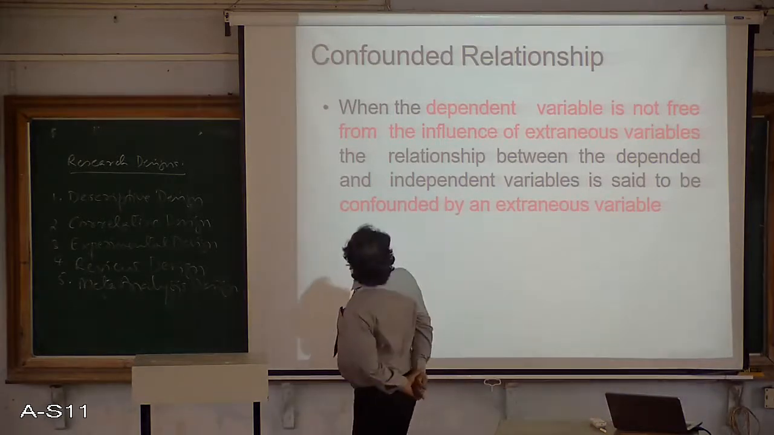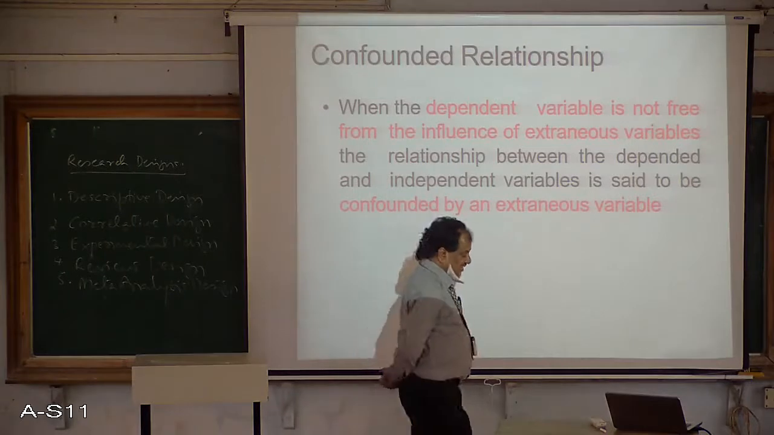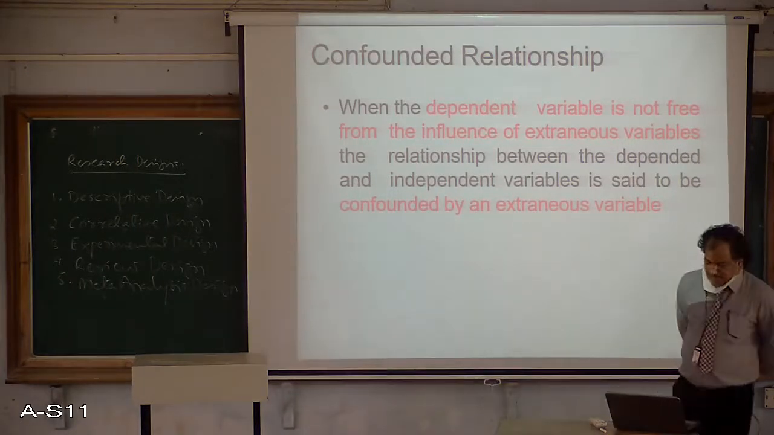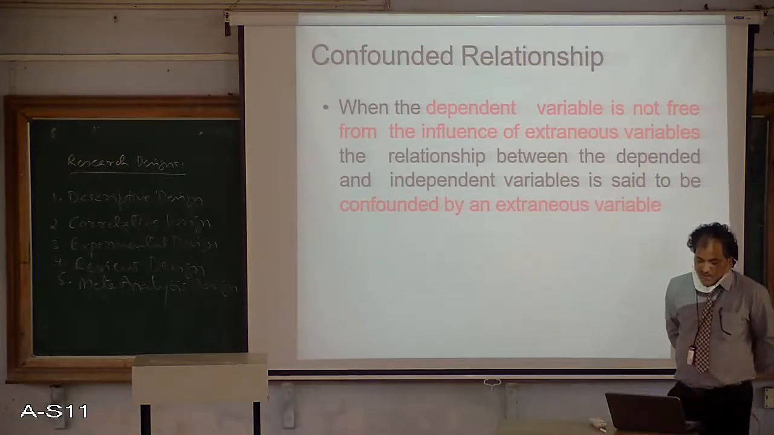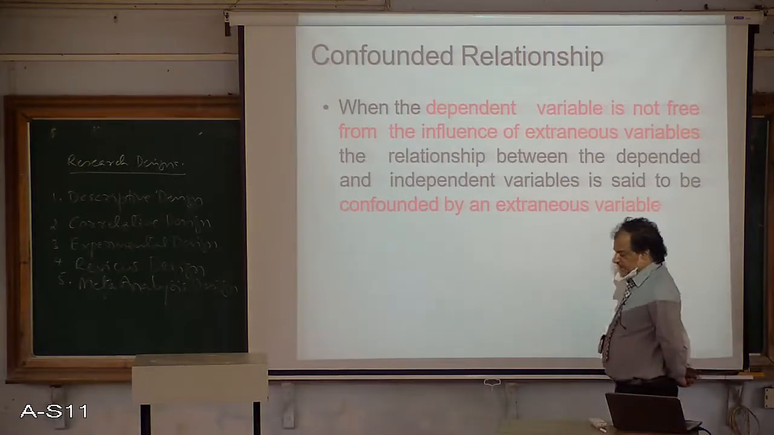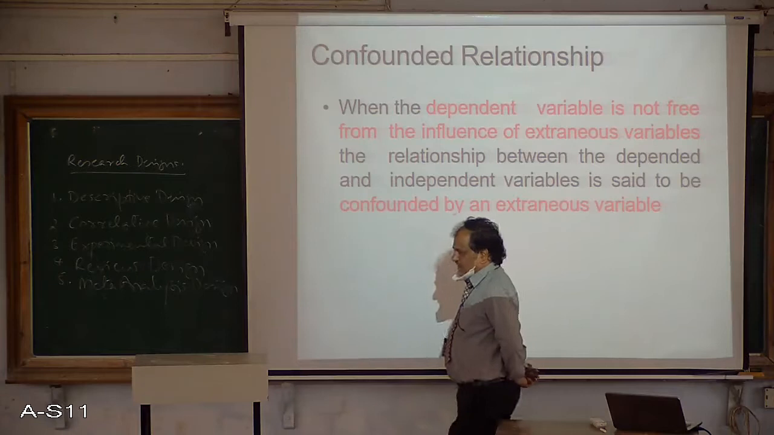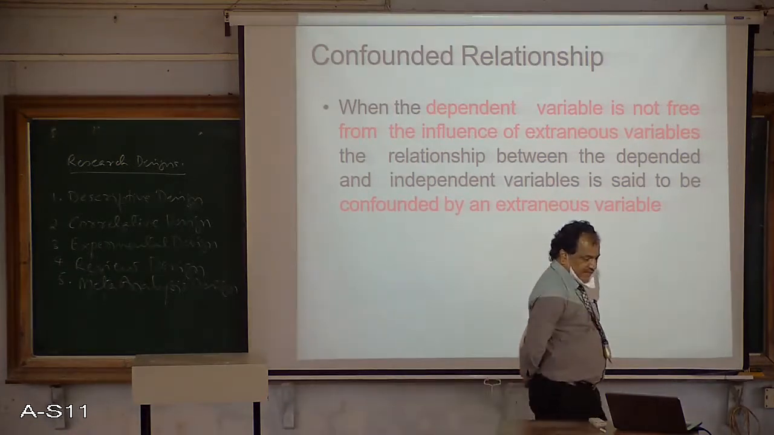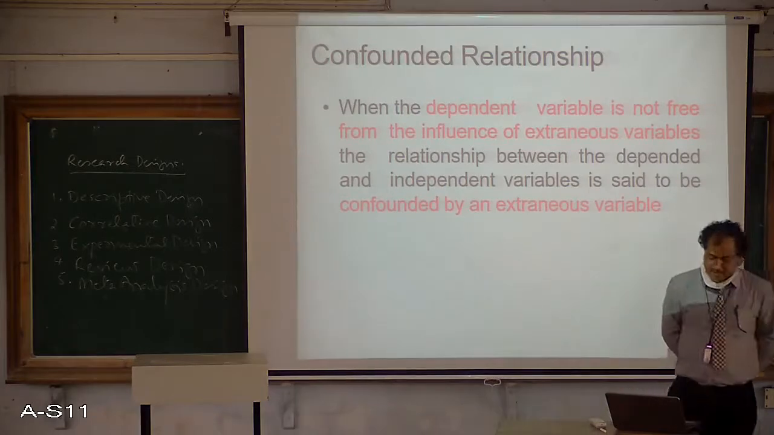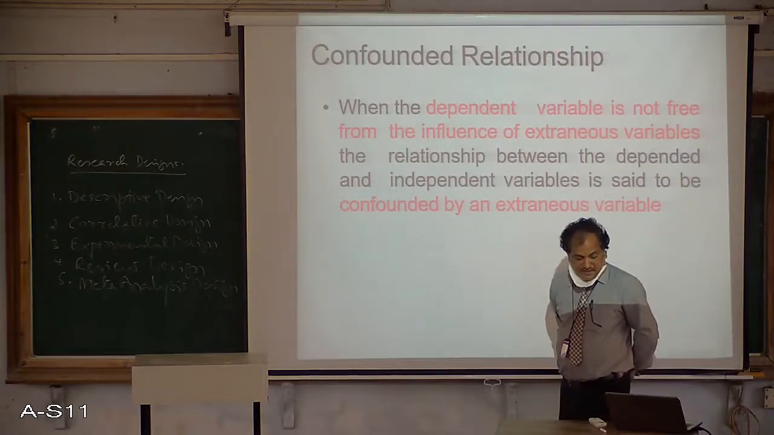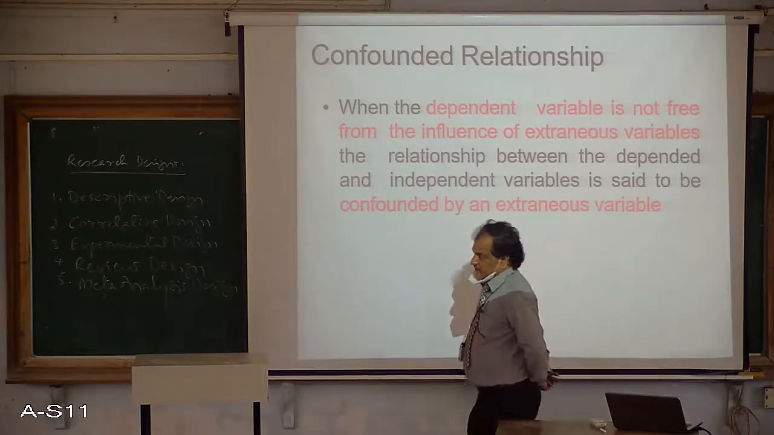And the next terminology in the research design is confounded relationship. What is this confounded relationship? When the dependent variable is not free from the extraneous variable, that is, there is always an extraneous variable which is affecting the dependent variable in the given study, the relationship between the dependent and independent variable is said to be a confounded relationship.